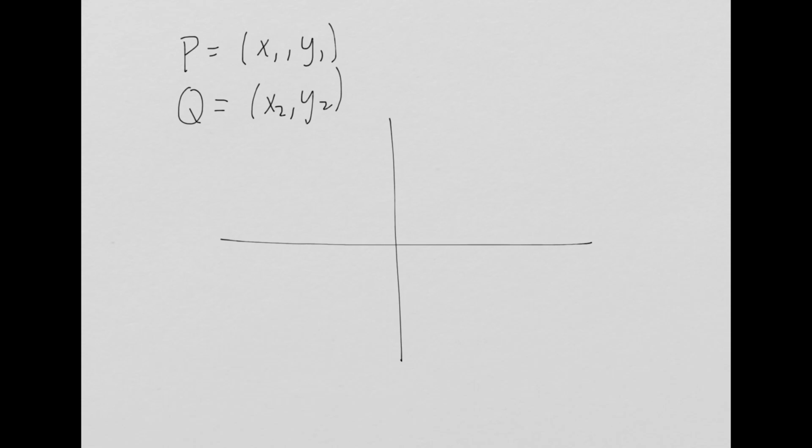So let's look at the point P is going to be x1, y1, and the point Q is going to be x2, y2. So let's say I go ahead and I plot these points. So let's say here's x1, here's y1, here's x2, here's y2. So here's my point P, here's my point Q. The distance I'm looking for is that distance. I'm trying to figure out if I go from P to Q, how far have I gone?